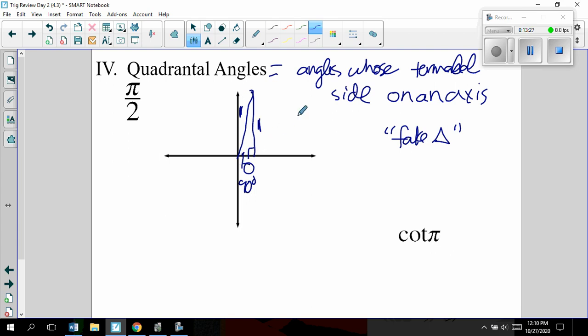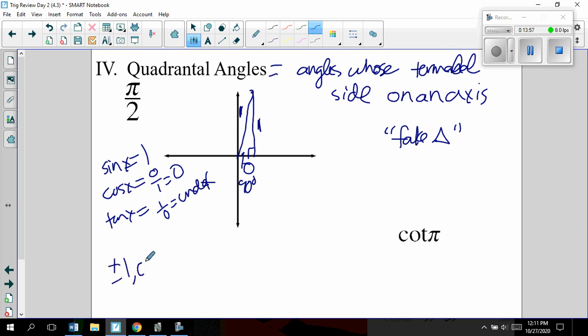From that picture, I could ask, what's sine of x? Sine is opposite over hypotenuse, so that's 1. What is cosine? Cosine is adjacent over hypotenuse, so 0 over 1, so 0. What is tangent right there? Tangent is opposite over adjacent. 1 over 0, that's undefined. The only possible answers you can get are positive or negative 1, 0, or undefined. Those are your only ones.